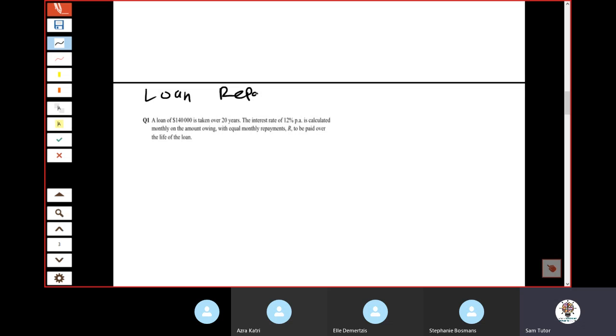Loan repayments. Okay. Can anybody tell me what the logic is for loans, how they work? What's their purpose? Borrowing money. Borrow money. Beautiful. You usually borrow money from the bank.